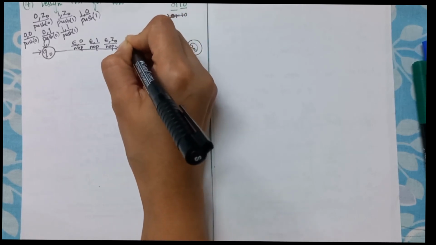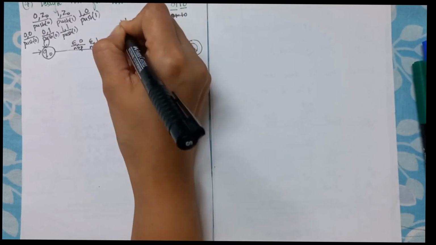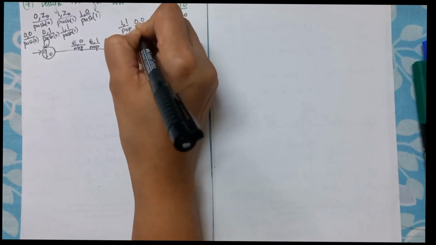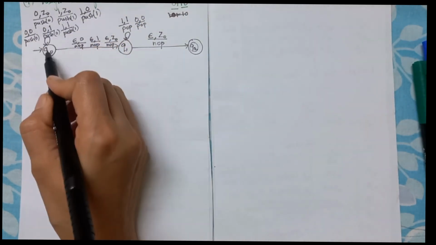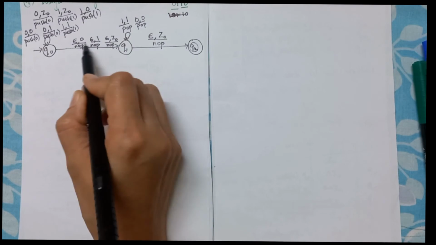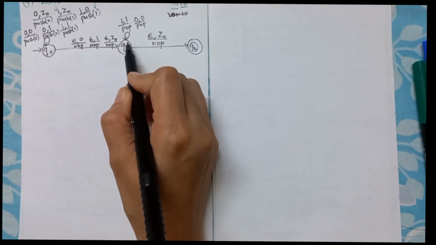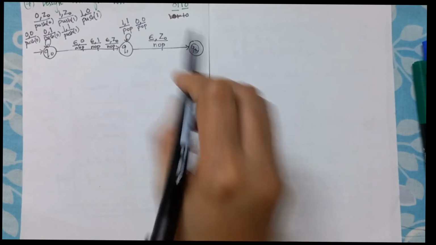Now, how do I pop? I will pop if I see similar symbol. For 0 also, I will pop if I see similar symbol. So all these transitions are for Q0. These transitions are for moving from Q0 to Q1. Q1 on itself gives me this. Q1 to Q2 gives me this.